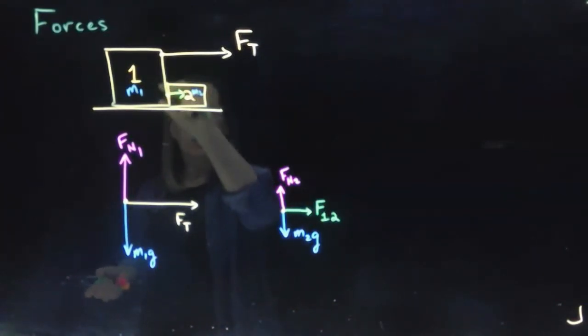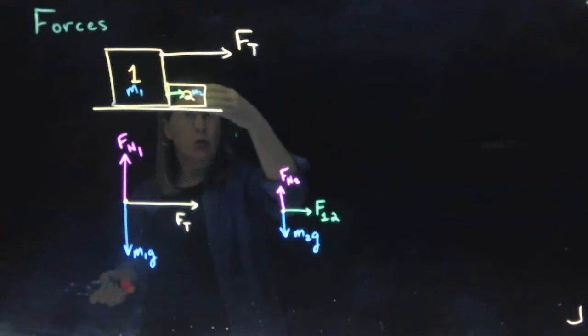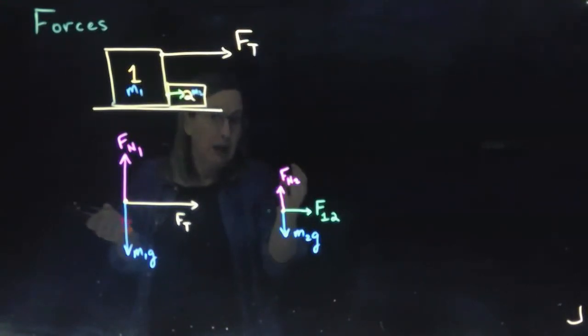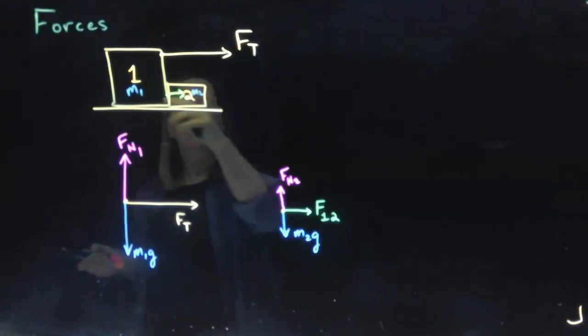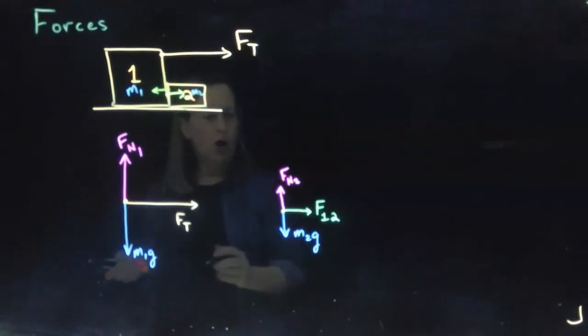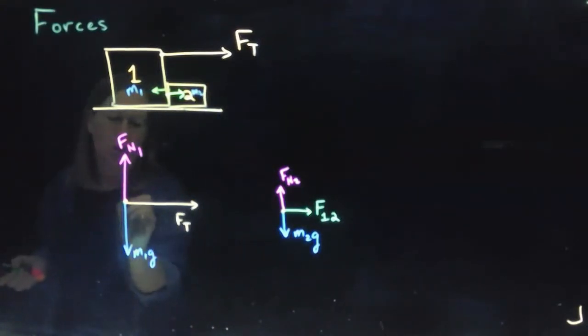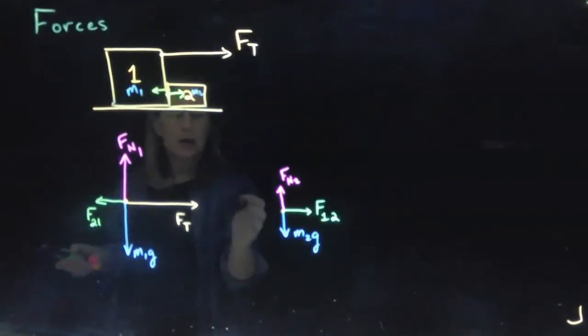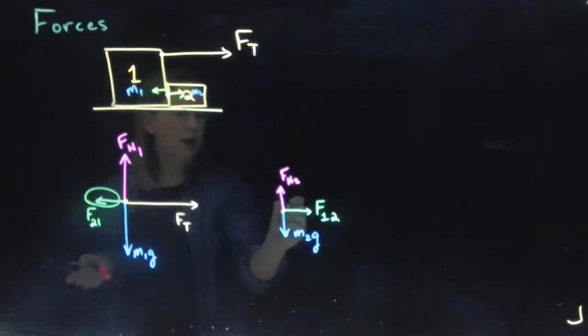And similarly, block 1 feels a push back from 2. 2 is like, hey, I don't want to go anywhere. I'm happy at rest, for example, when we start. So block 2 then pushes back on 1, and this is where the third law comes into play. Force of block 2 on block 1. Okay, and so these are our third law pairs.